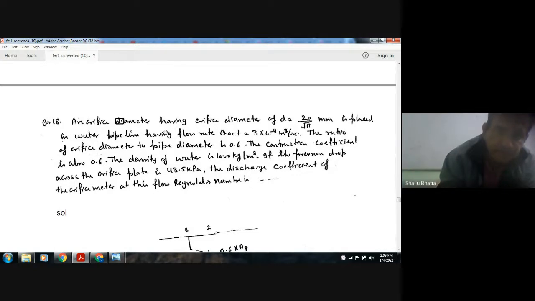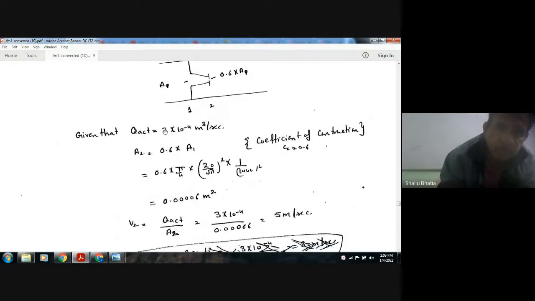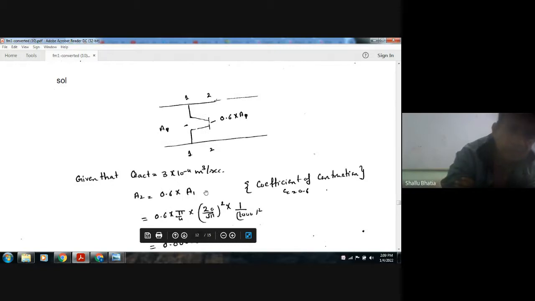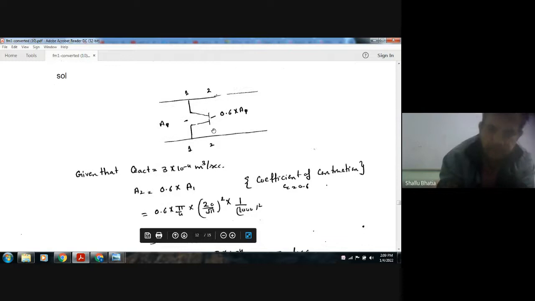And the orifice diameter is 20 by root pi, so we can find out A2. After finding A2, since the actual discharge is given, we can find out the velocity at section 2.